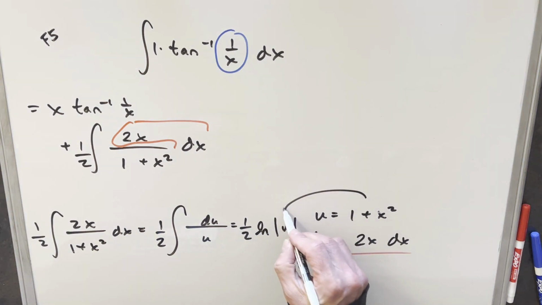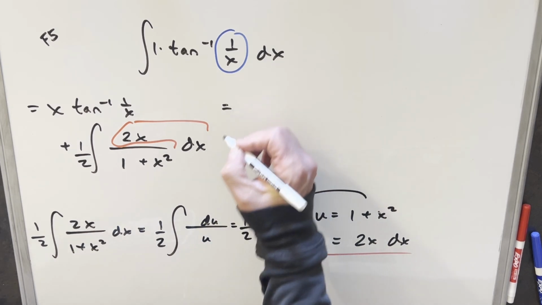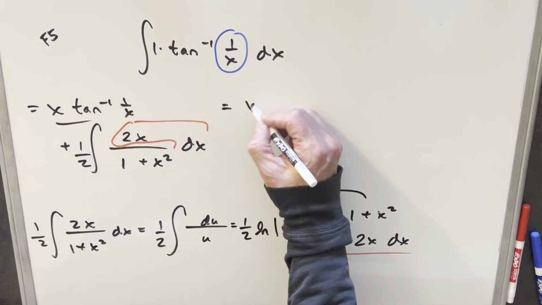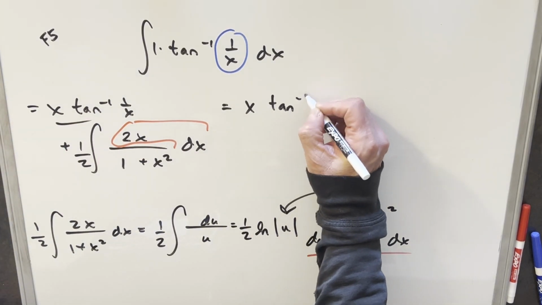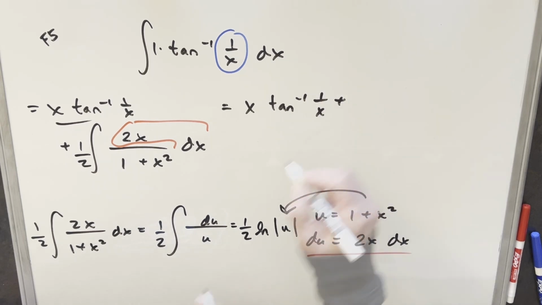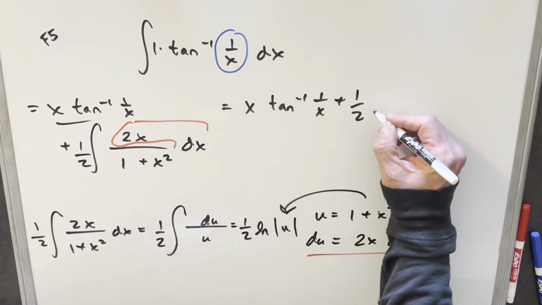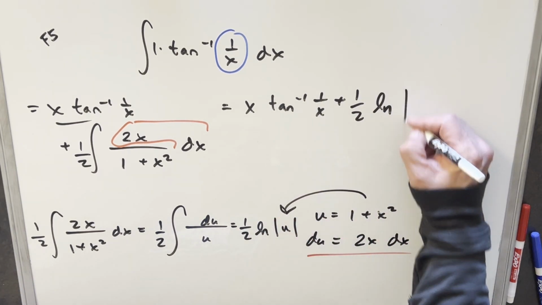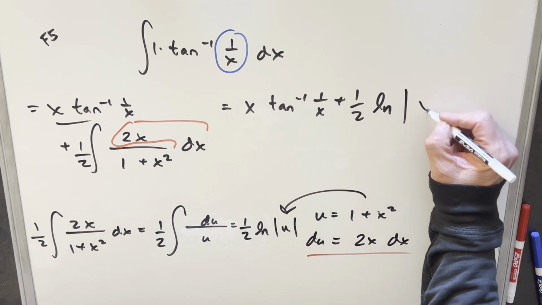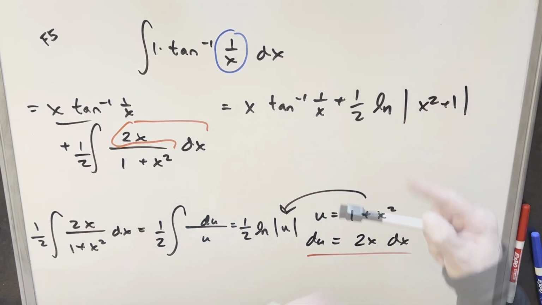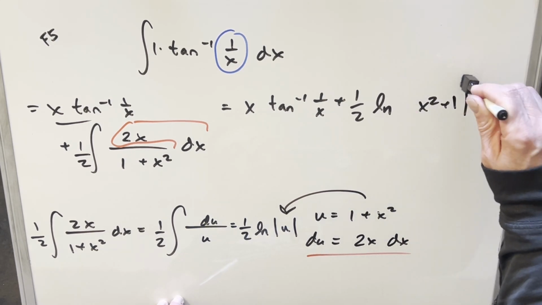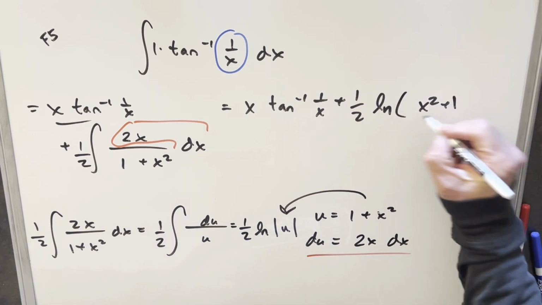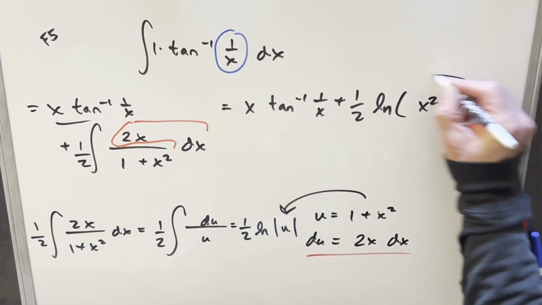And so now we can just back substitute in order to finish this off. So we'll bring our answer up here. We need to copy down this first part. So we have x arctan 1 over x. And the rest of it's going to be 1/2 natural log, and then the back substitution, this is going to become just x squared plus 1. Good. But because x is squared, this is always positive. So we'll just remove the absolute value sign on this, add a plus c, and that's it.